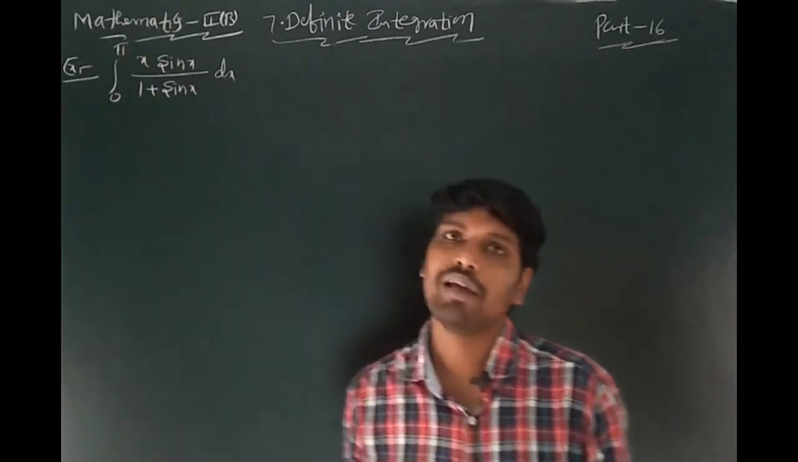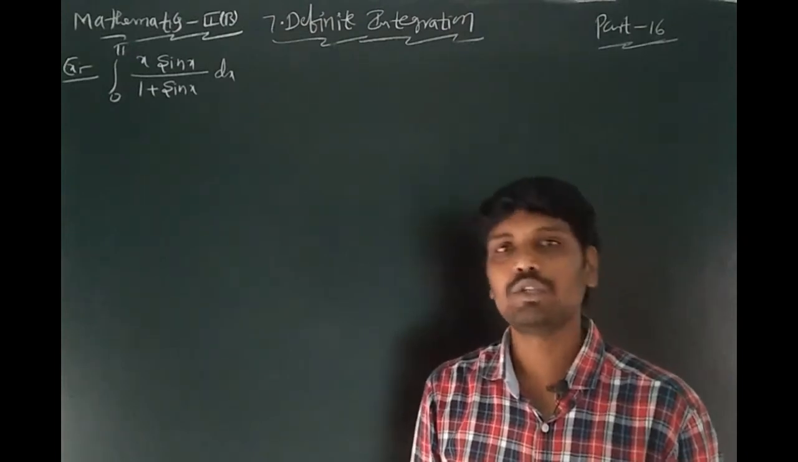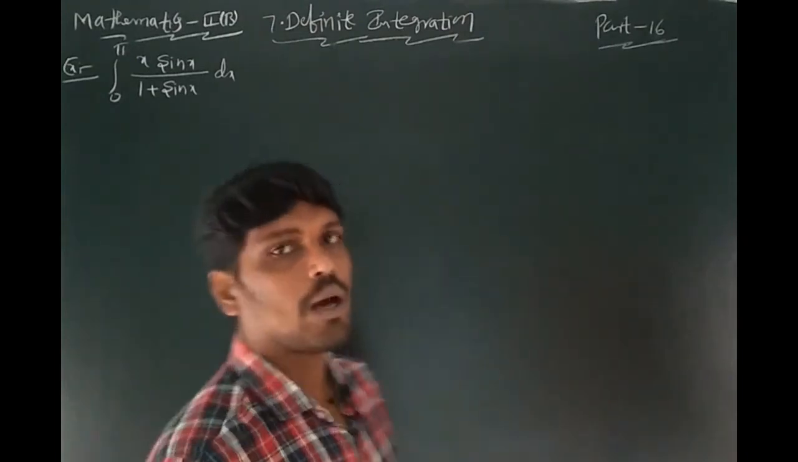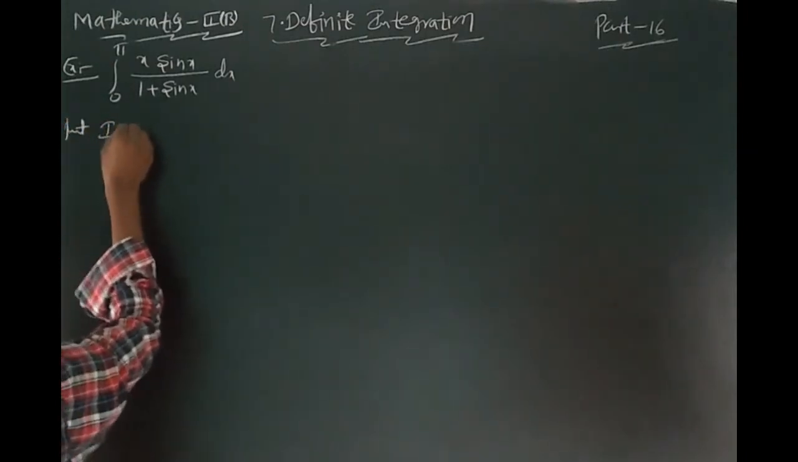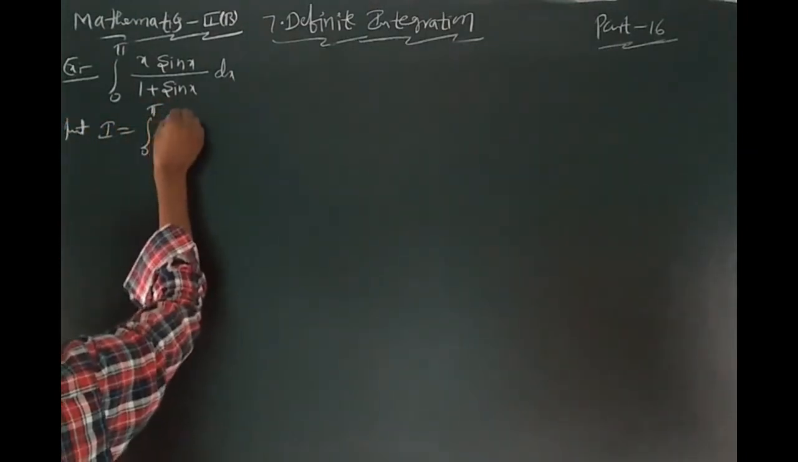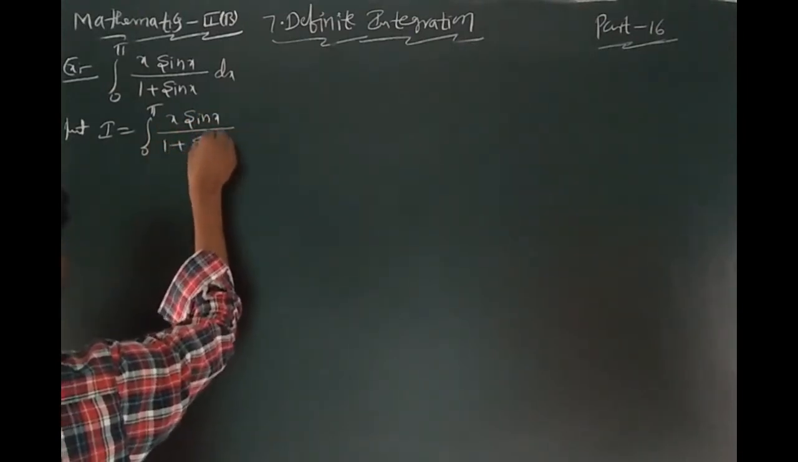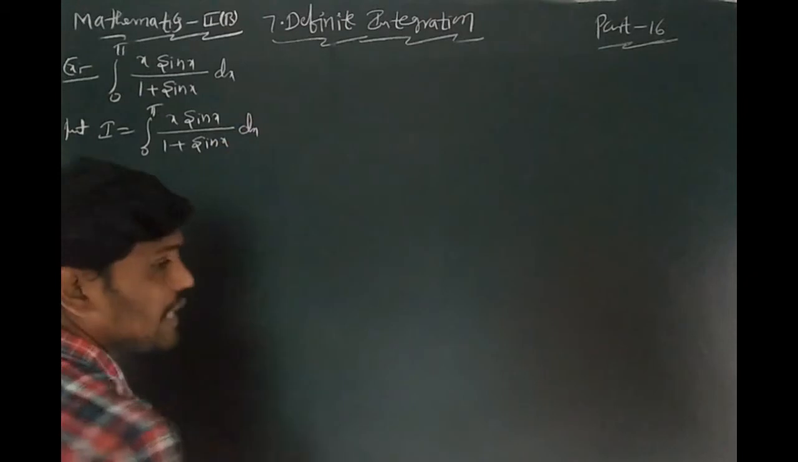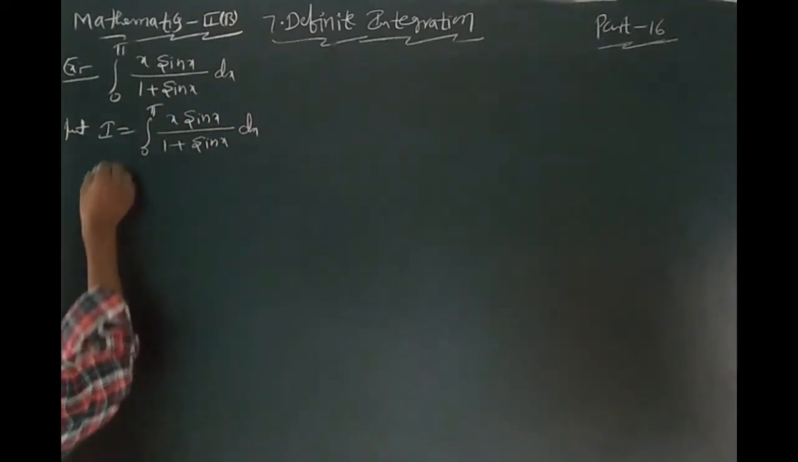Integral 0 to pi of x sin x by 1 plus sin x dx. This is the problem. First of all, the given problem: you have to take I equal to integral 0 to pi of x sin x by 1 plus sin x dx. In this problem, you can use one important formula.